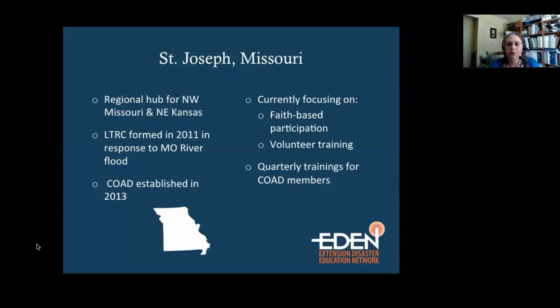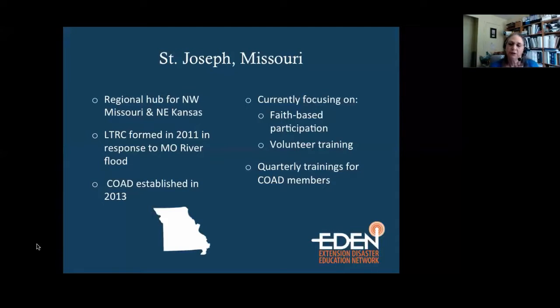That's one area that we're really focusing on now, bringing in additional faith-based partnerships. And we're also looking at doing volunteer training, because our emergency management director said, when I need volunteers, I need them right away. So that's one of his priorities, and we are definitely supporting that.